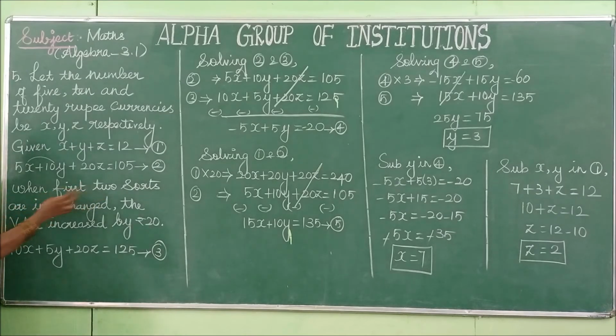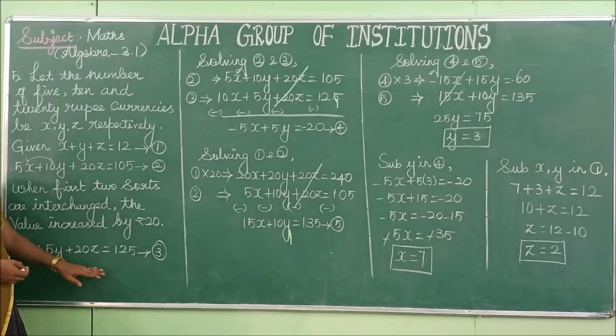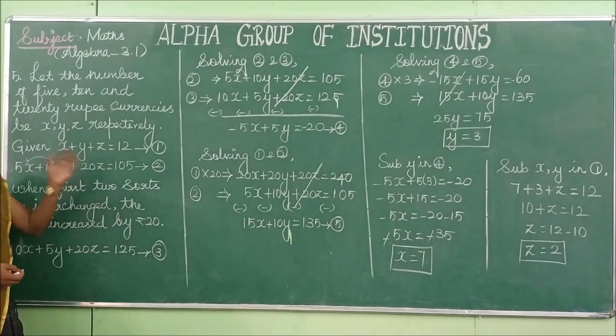When the first two sorts are interchanged, the value increases by 20 rupees. We already wrote 5x plus 10y plus 20z is equal to 105, that means 5 rupee, 10 rupee and 20 rupee currency, the total sum is 105. You have to change the first two sorts, here x and y. Change the coefficient values: this 10 comes to the 5 place, and 5 goes to the 10's place. 10x plus 5y plus 20z is equal to 105 plus 20, which is 125. Now you have got three equations, first, second and third. You have to solve them now.